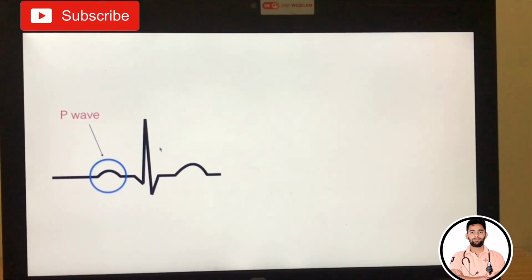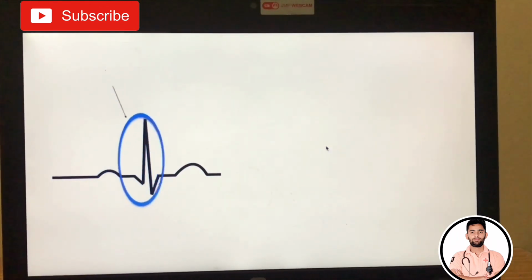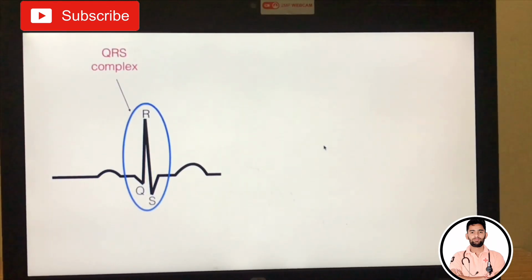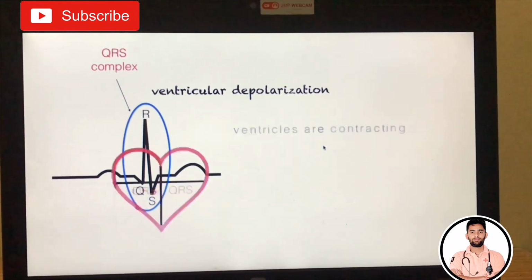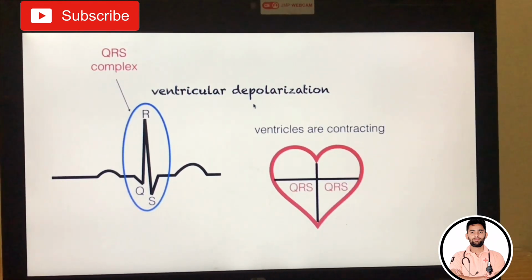The P wave represents atrial depolarization. During atrial depolarization, the two atria are contracting. Next up, the QRS complex represents ventricular depolarization. During ventricular depolarization, the ventricles of the heart are contracting. Depolarization is for contraction. So now you know which one is which: the P wave is for the atria, while the QRS is for the ventricles.